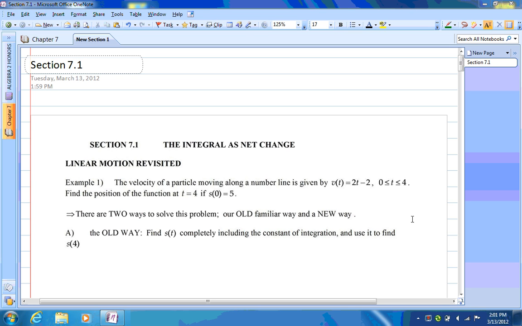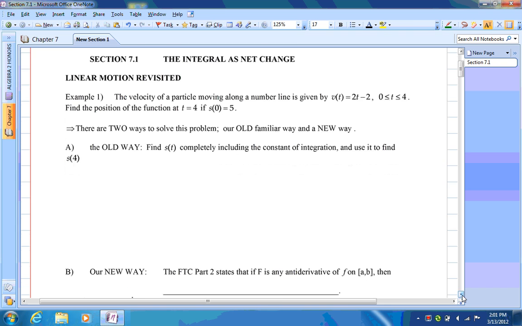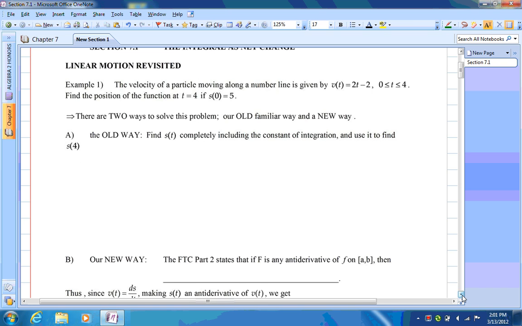We want to know the position of the particle at t equals 4 if we know that the initial position, s of 0, equals 5. There are two ways to do this. The old familiar way, which will involve solving a differential equation, and of course a new way, which I'll show in a few minutes. And the new way will utilize the fundamental theorem of calculus. Let's start with the old way.